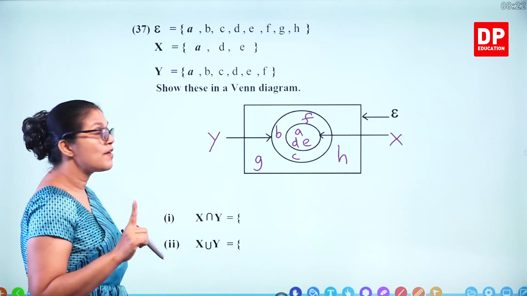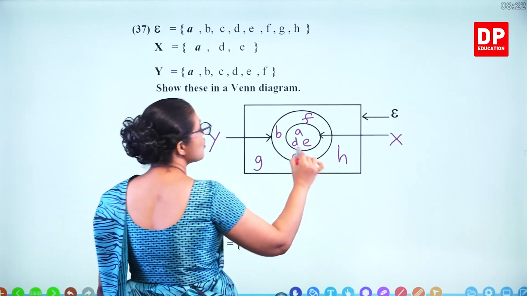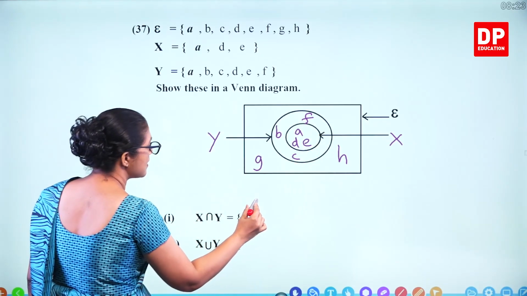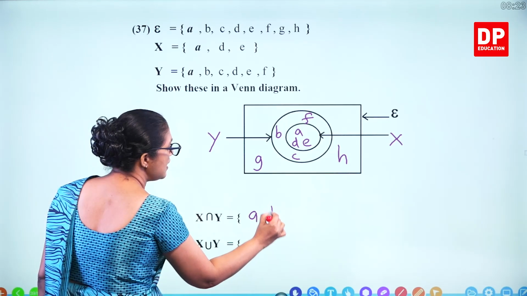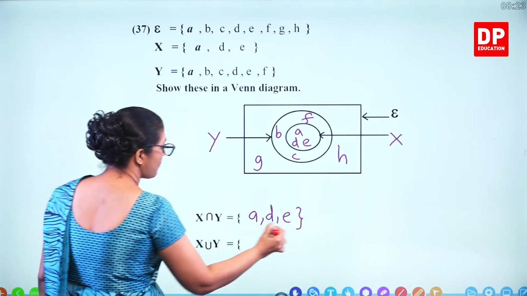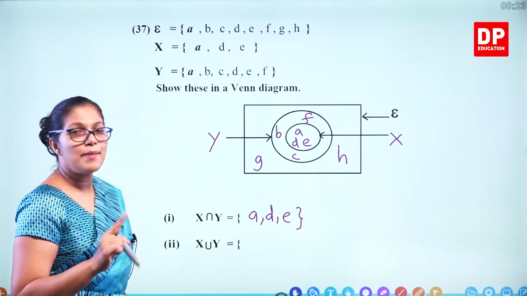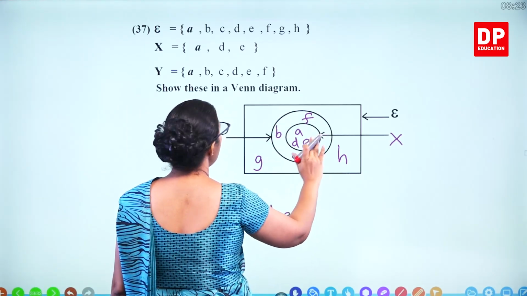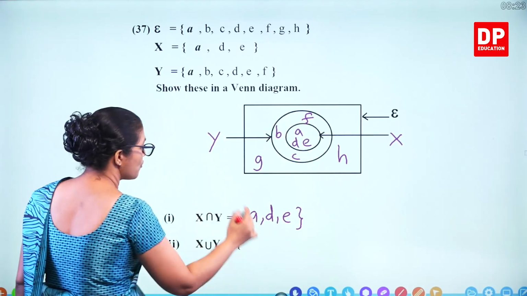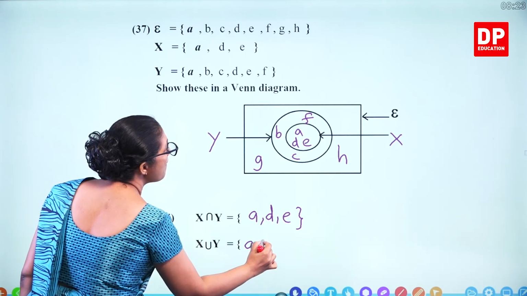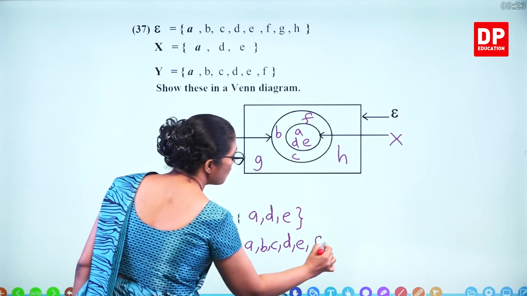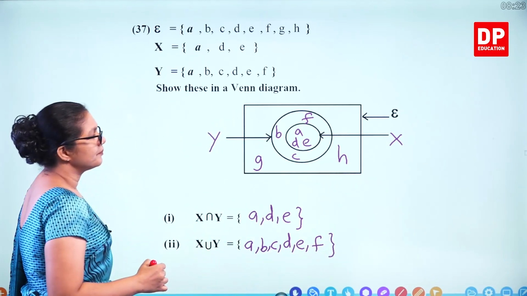X intersection Y. X intersection Y is a common region. That's A, D, E. X union Y means everything in X and Y. So, you have to write everything. A, B, C, D, E, F.